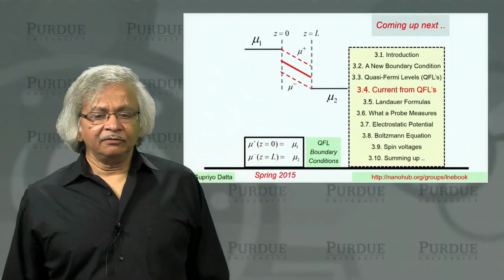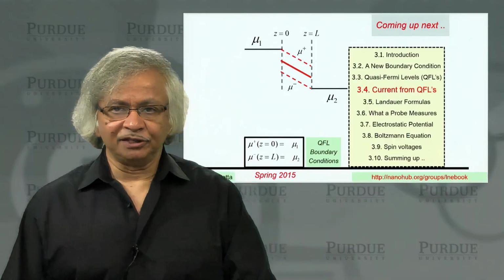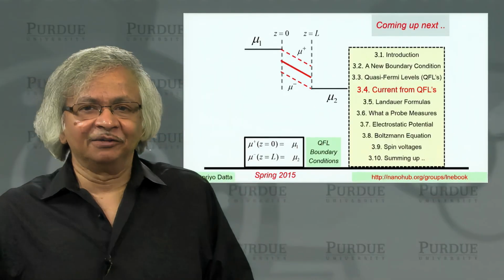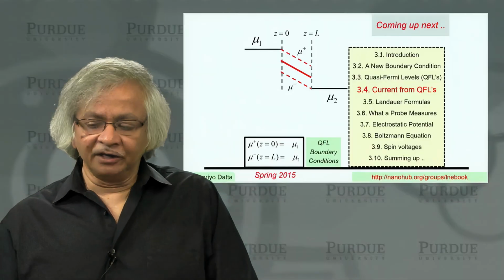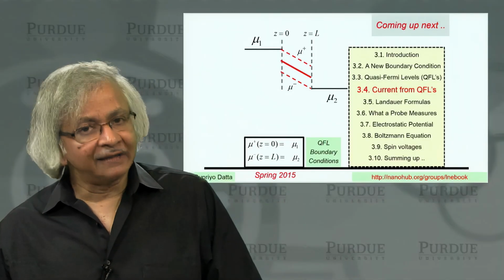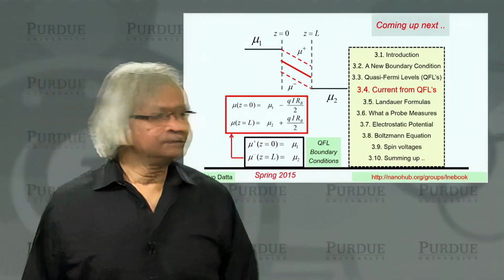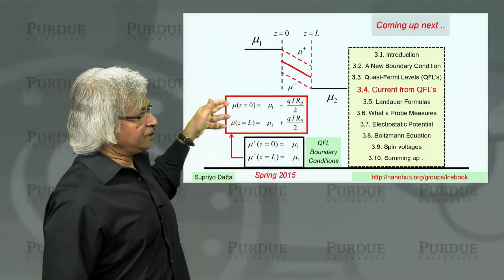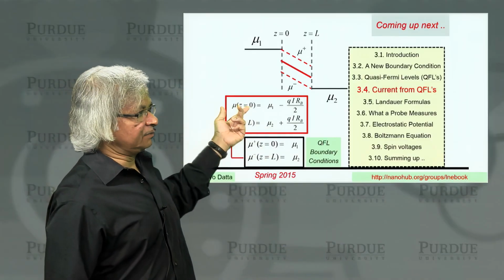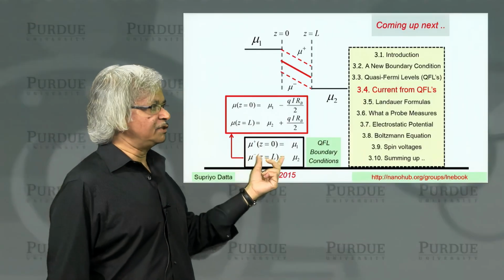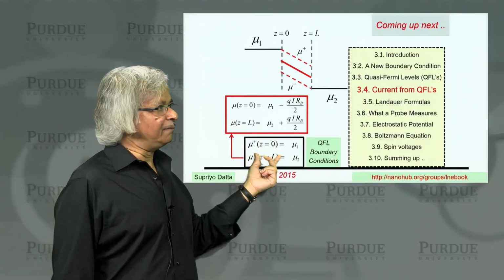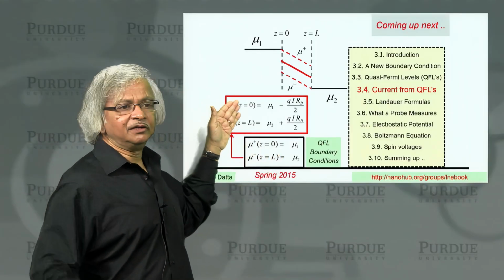So with that, we are ready to move on to the next step. These are the quasi-Fermi level boundary conditions. The question is, how do we connect them to the boundary conditions we talked about in the last lecture, which is for the average of them, that is, this electrochemical potential? So what we'll show in the next lecture is how what we just obtained implies what we had deduced earlier.